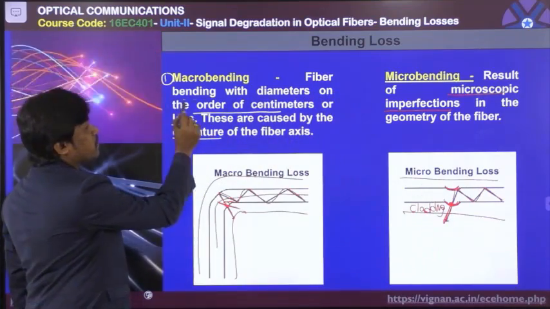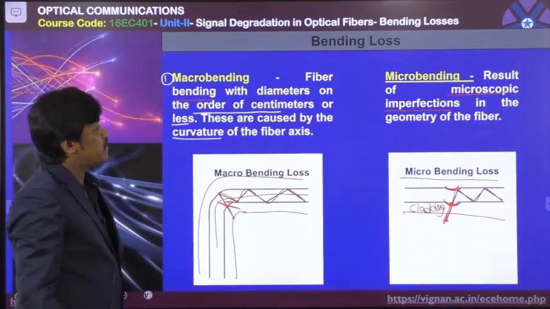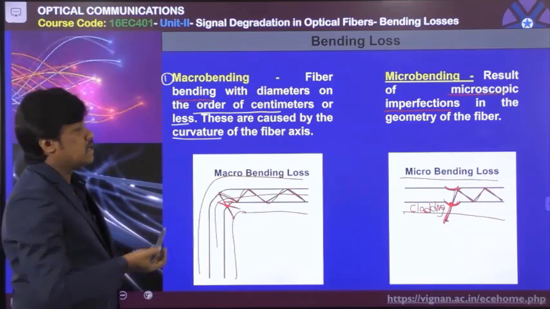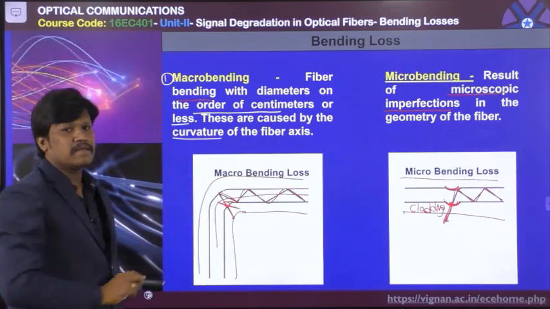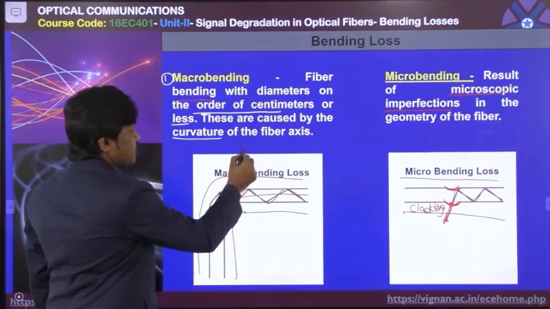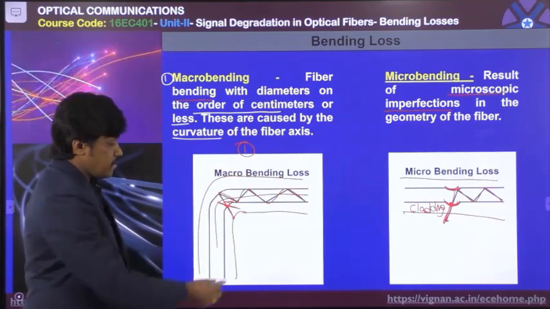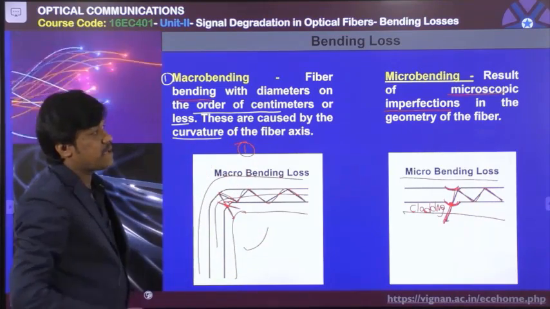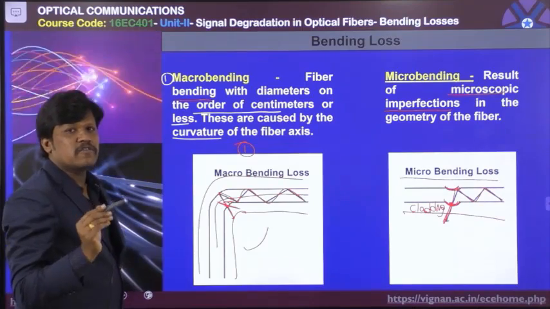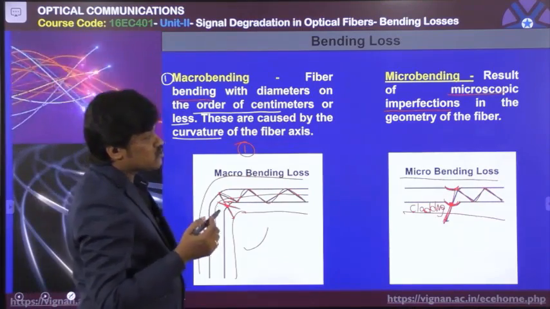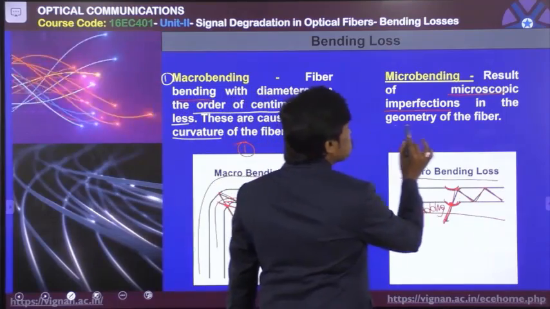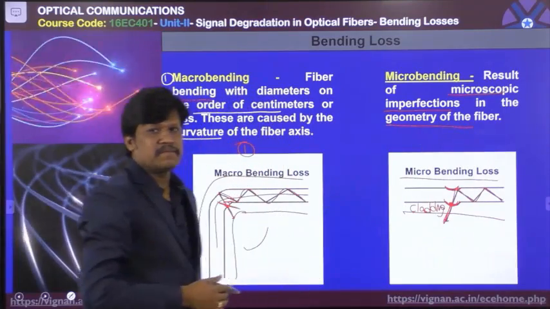Micro bending is fiber bending with diameters on the order of centimeters or less. These are caused by the curvature of the fiber axis. So this is the representation, curvature of the fiber axis. And the next one is micro bending, a result of microscopic imperfections in the geometry of the optical fiber cable while manufacturing.